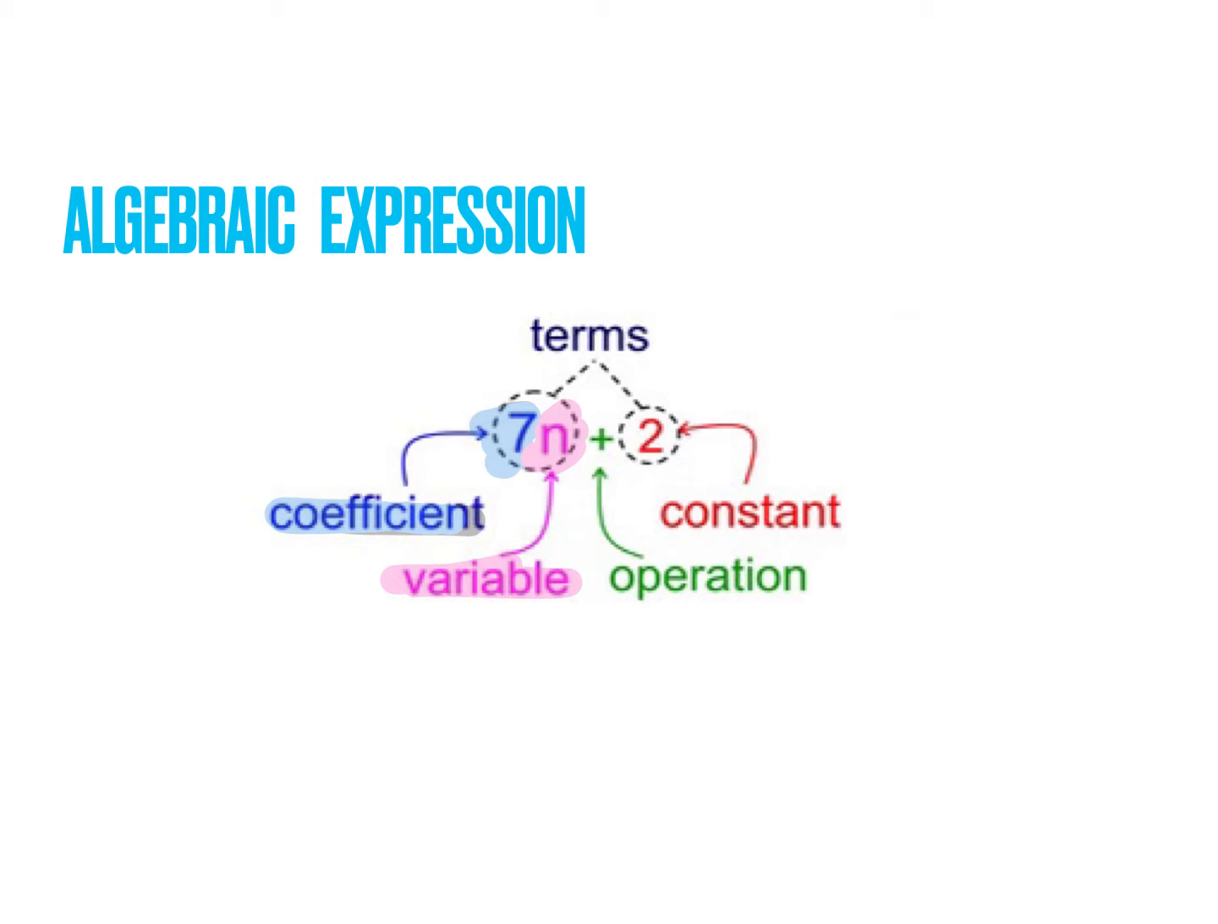Next, we have operations. An operation can be plus, minus, multiply, or divide. These are 4 basic operations. And then we have constants, which are just numbers without a variable. Any questions?